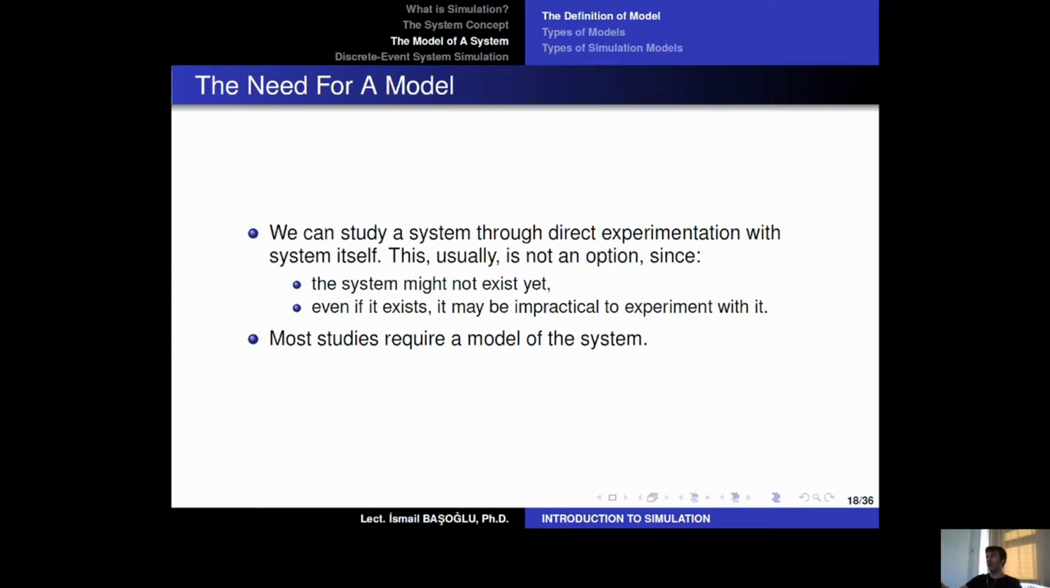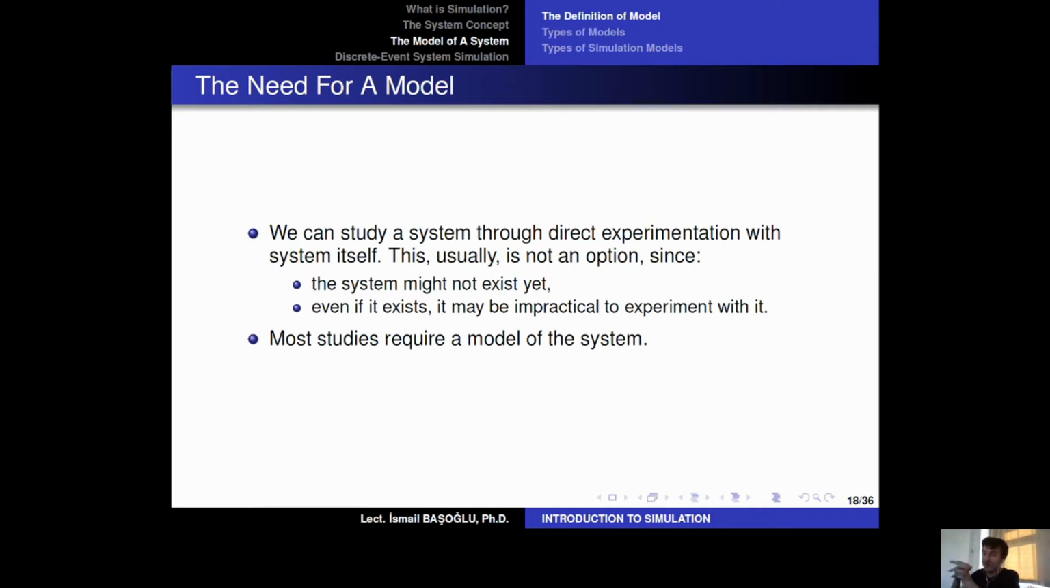Okay? For example, you are going to open a new supermarket into your distribution network, and you want to try if it is going to show a good performance or not. Now, you cannot study this, you cannot practice this until you open the supermarket, right? So you do not know what's going to happen. But if you use a model of your distribution network by introducing this new supermarket into your distribution network, you can try to see what happens through an experimentation over the model.